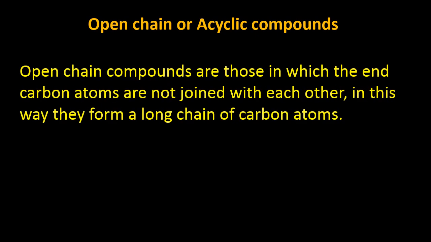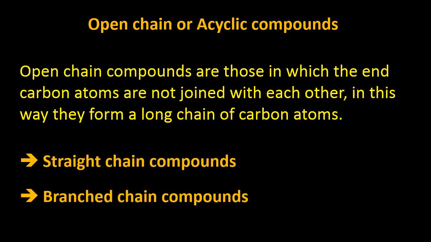Open chain compounds are those in which the end carbon atoms are not joined with each other. In this way, they form a long chain of carbon atoms. So we can say straight chain compounds or branched chain compounds. There is another name used for acyclic compounds. Do you know that? Yes, that is aliphatic compounds. So we can call them open chain compounds, acyclic compounds, aliphatic compounds, straight chain compounds or branched chain compounds.